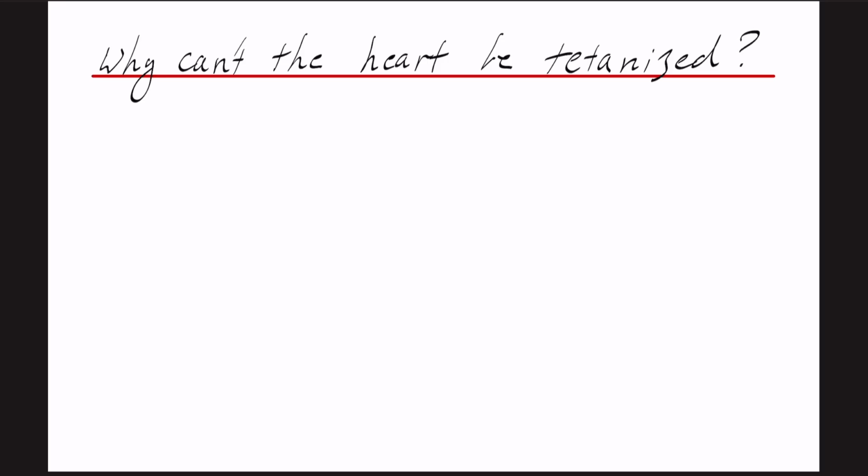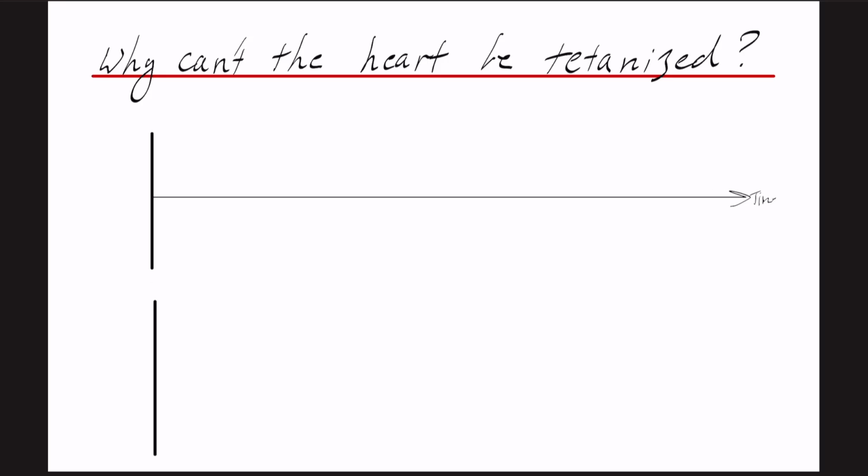In this video we're going to talk about why the heart can't be tetanized. This is a continuation of my previous video where I talk about fast response cardiac action potentials, where I explained a little bit about why the heart can't be tetanized, but I think it's just easier if I compare it to skeletal muscle so that we can understand it a little bit better.